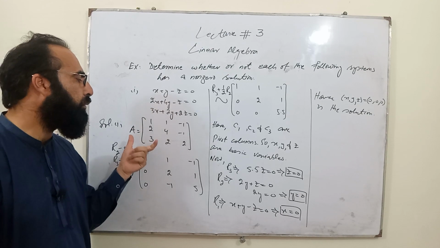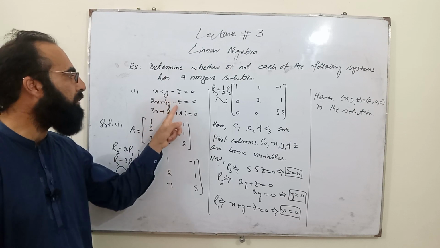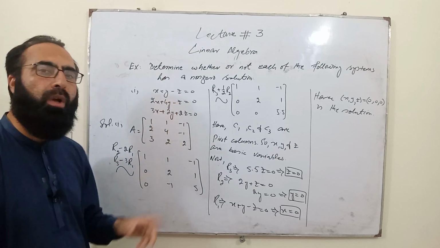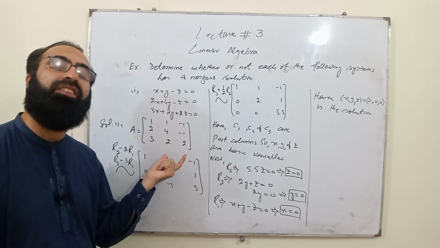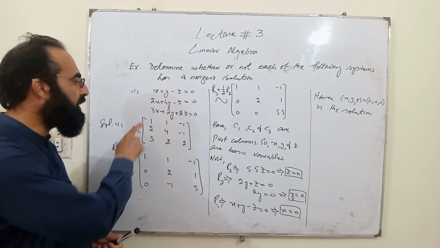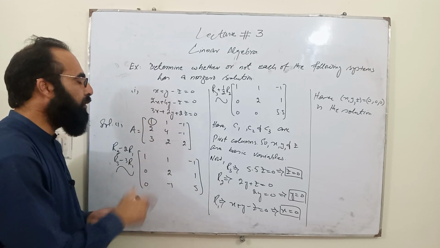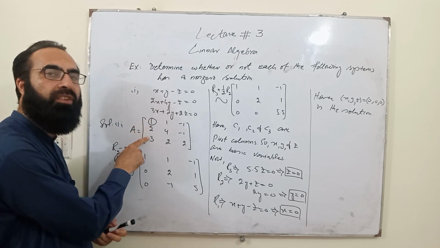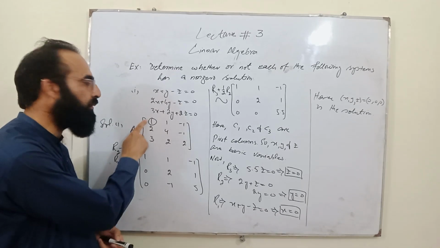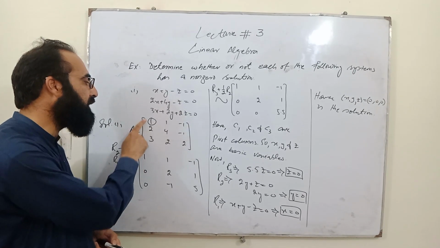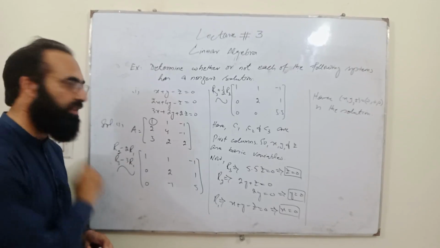Its corresponding coefficient matrix has rows 1, 1, minus 1; 2, 4, minus 1; and 3, 2, 2. To find its solution, we have to transform this coefficient matrix into echelon form. Since the pivot entry in the first row is 1, below this entry we have to transform these entries into 0. So to make it 0, we have to subtract 2 times the first row from R2 and 3 times the first row from the third row. So these are our desired operations.